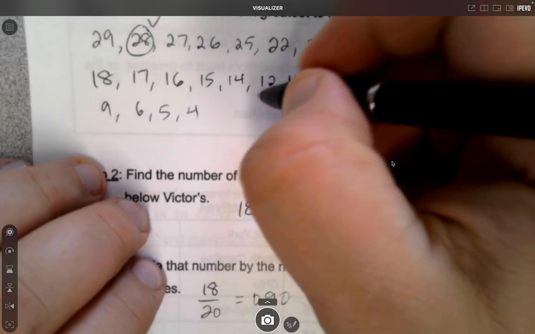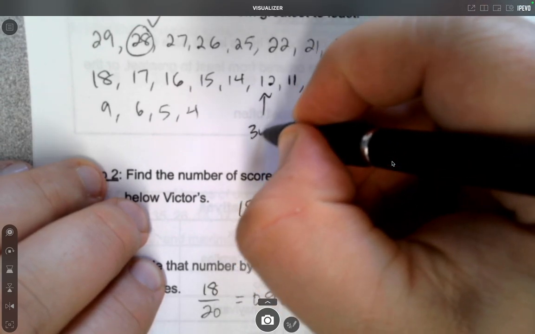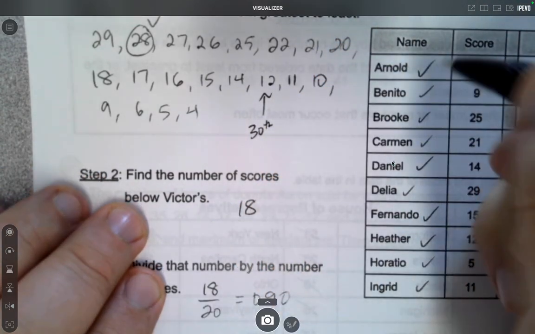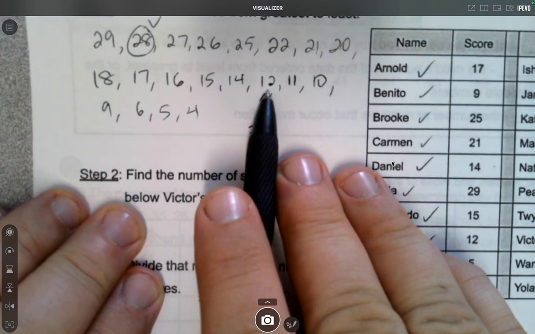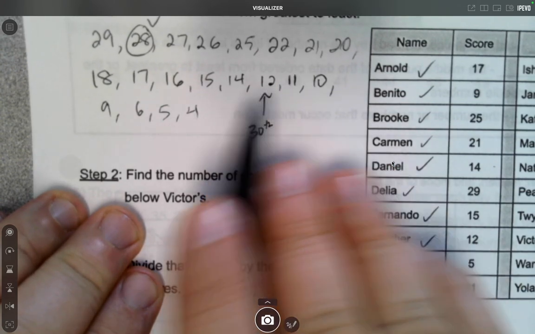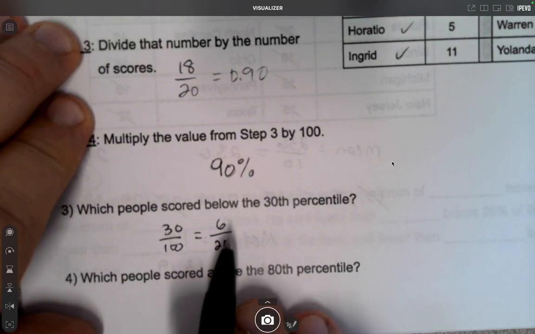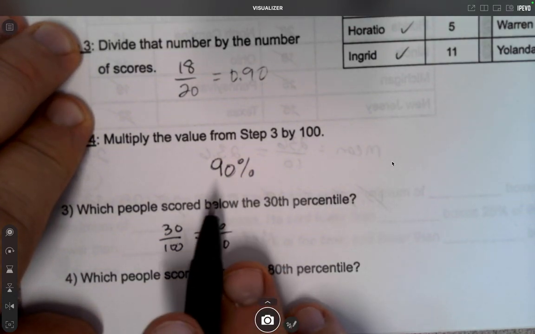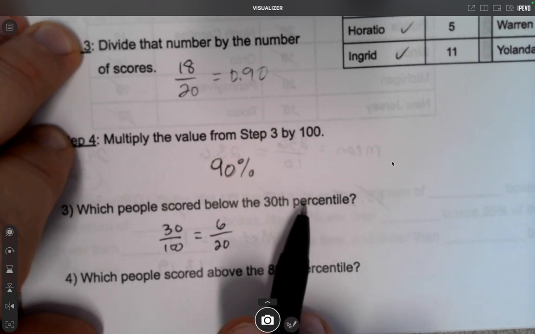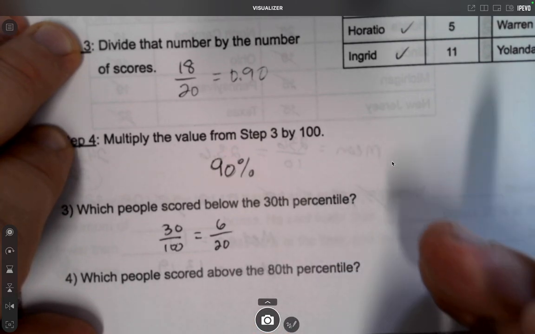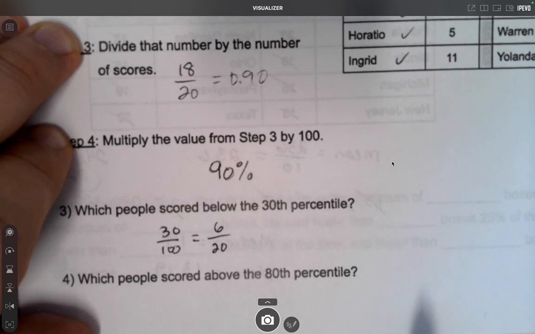But it's this score that's the 30th percentile, because that person scored higher than 6, 1, 2, 3, 4, 5, 6, scored higher than 6 out of the 20. So it's not the 6th person, it's the person right above that, because the percentile tells you how many people have data or score lower than you.